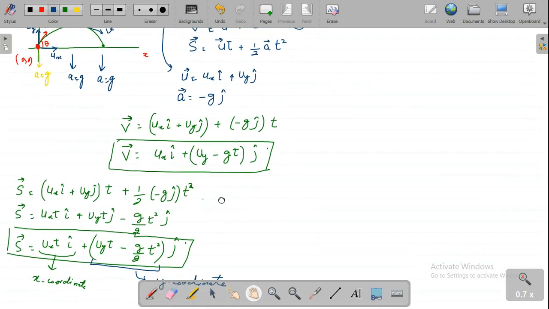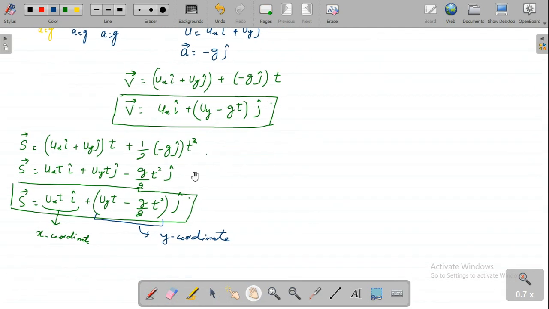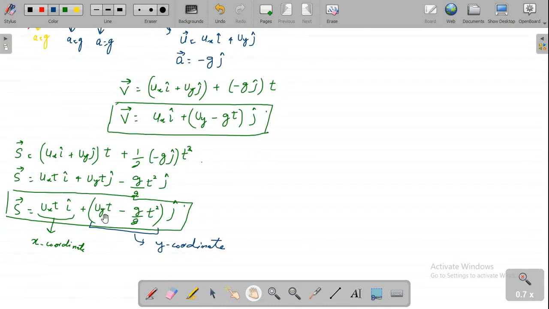So we can find now the velocity after time t, and we can find the displacement after time t, or we can find the coordinates of an object after time t. This is the method. And the second method is like this.